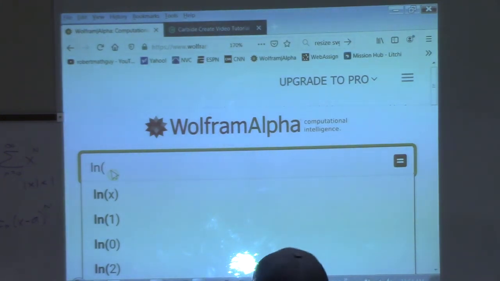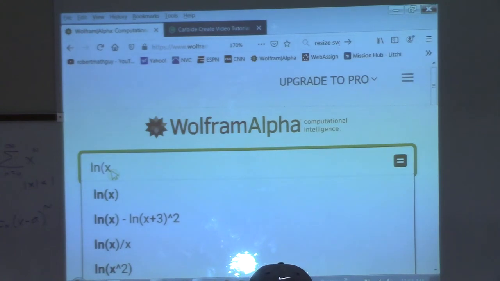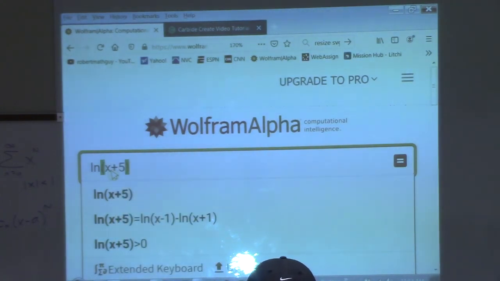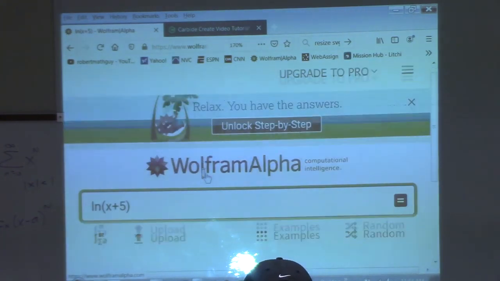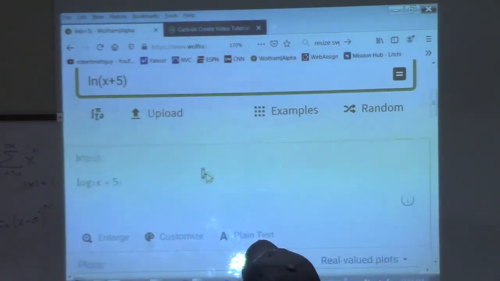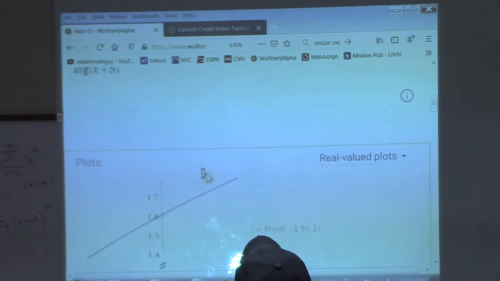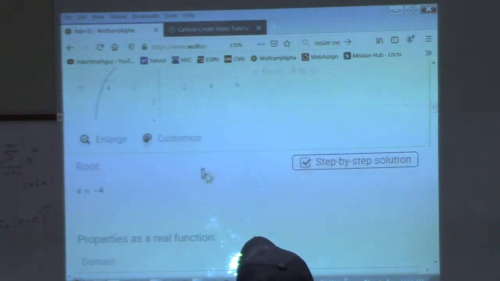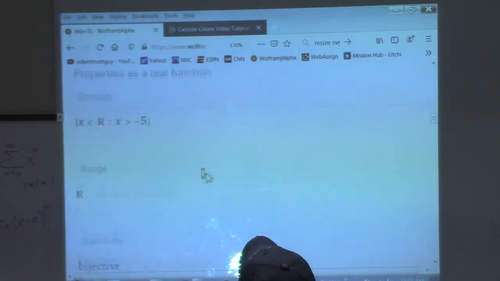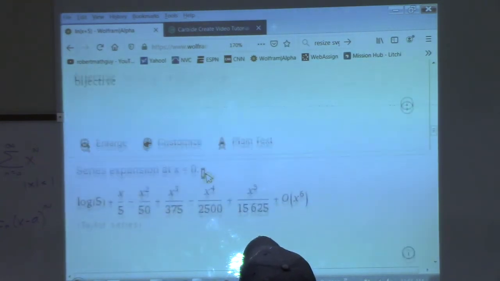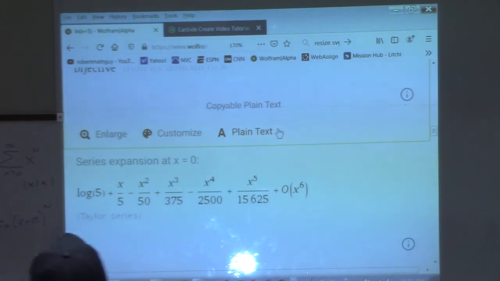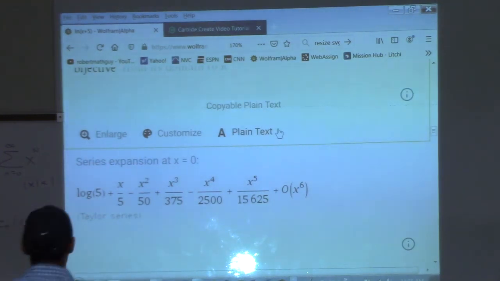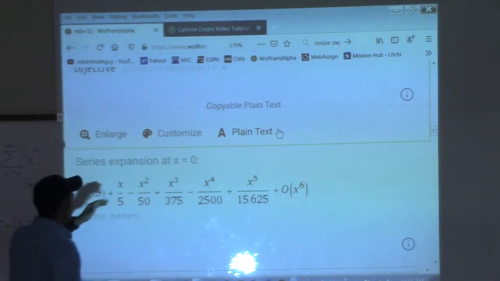I don't know why. Okay, so I'm going to type in natural log of x plus 5. That's all I'm going to do. Type it in. Let's just see what happens. Okay, I'm sorry if I'm blocking you here. So there's a plot of it. Come down here. There's the root of it. There's some properties. It's bijective. Oh, what is that?